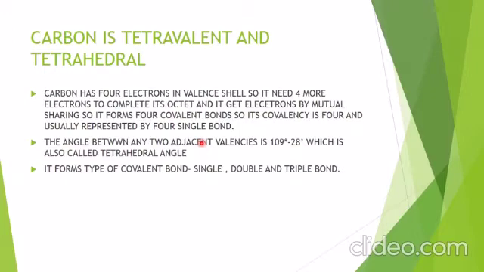Sometimes it is asked, what is tetravalent? So tetra means 4 and valent means valency. 4 is the valency of carbon. So these 4 valencies are usually represented by 4 single bonds.